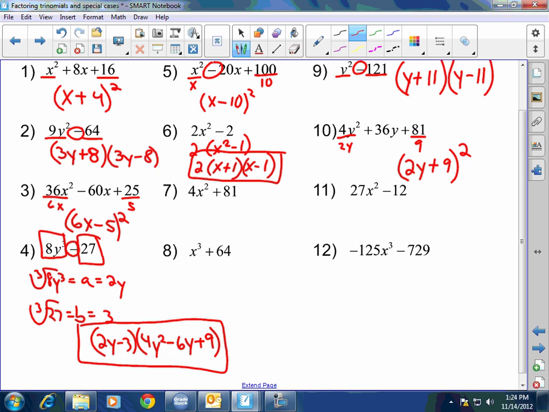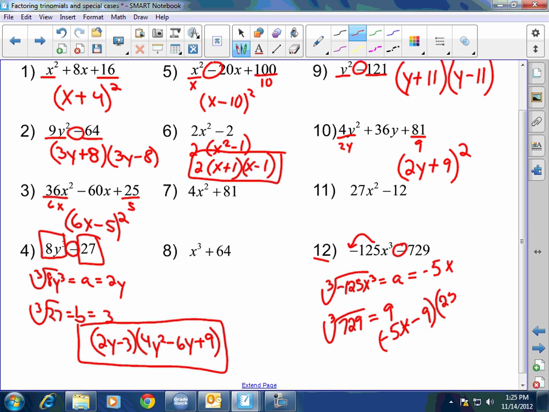Let's do this bad boy down here, 12. The cube root, believe it or not, of negative 125x cubed, which is my a term, is just negative 5x. And the cube root of 729. Now remember, I use this negative because it was attached to the 125, but I do not use this negative for the 729. So the cube root of 729 is going to be 9. So a minus b times a squared. This is a minus, so it's plus. Actually, that should be plus. Whenever you have a minus, it's a plus. Plus 45x plus 81.